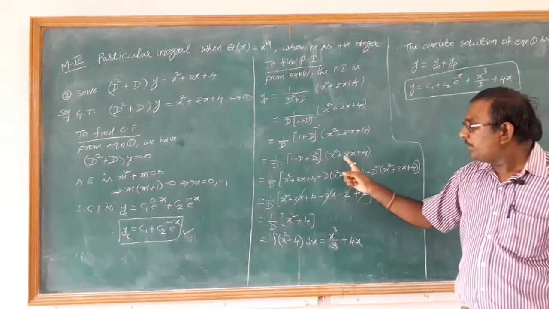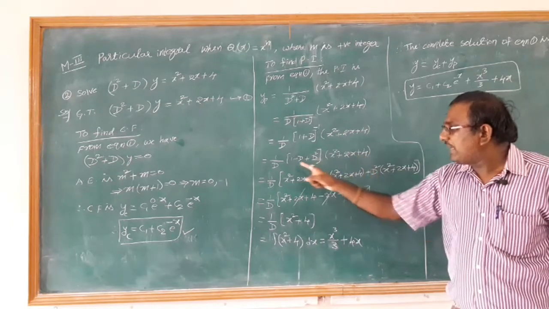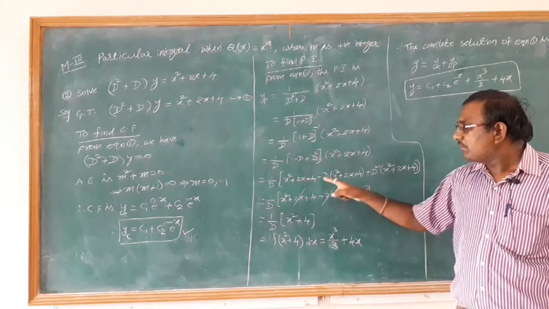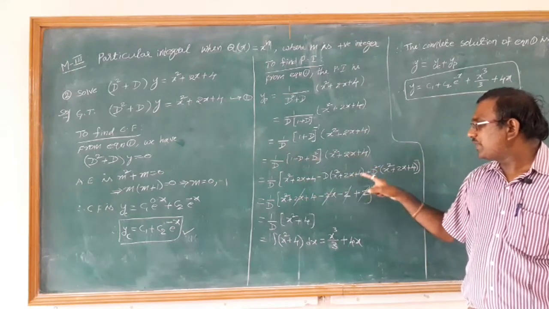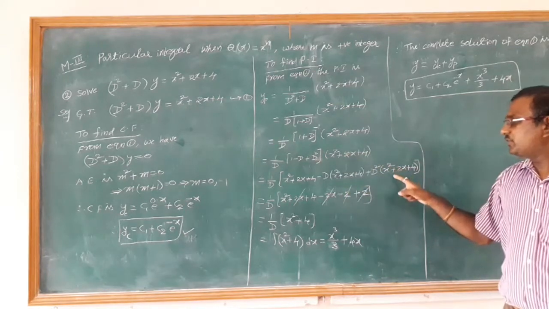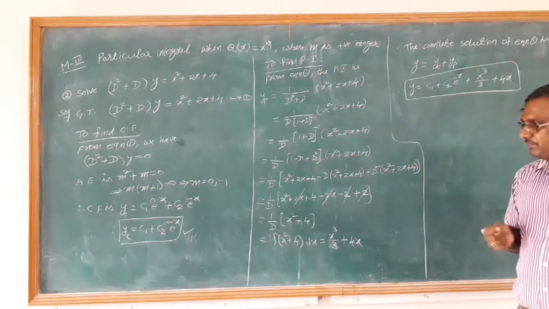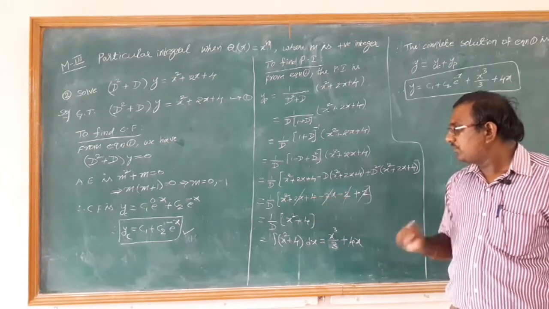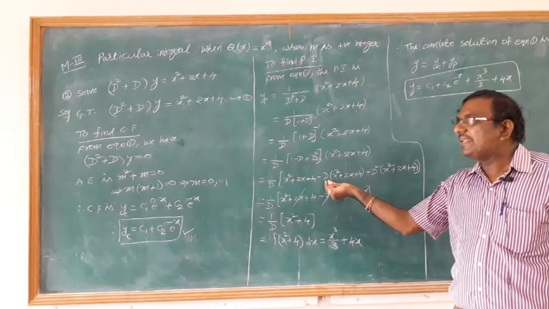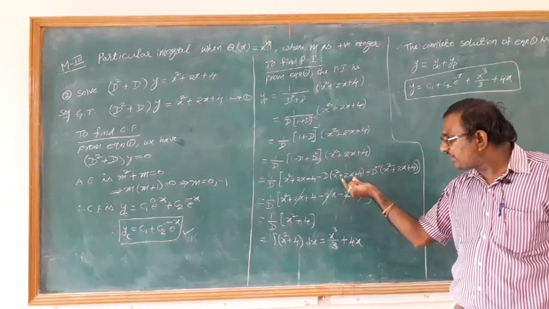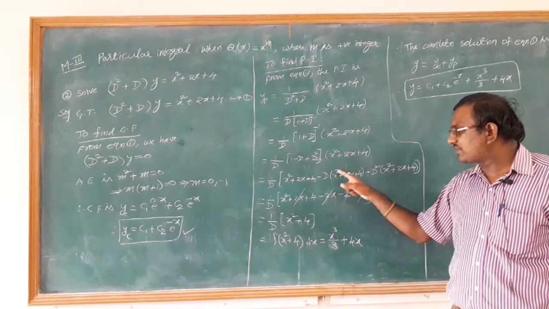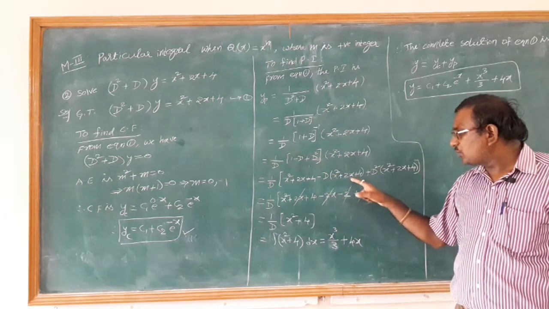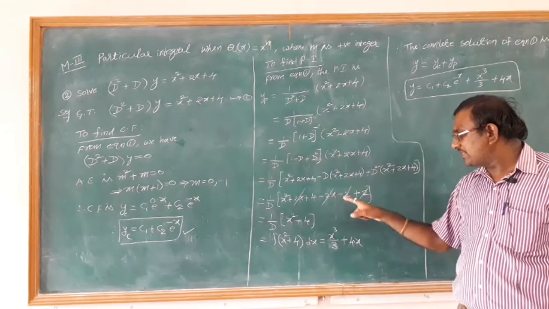Now multiply. What happens if you multiply? 1 into x square plus 2x plus 4 is x square plus 2x plus 4, minus D into x square plus 2x plus 4, plus D square into x square plus 2x plus 4. So this is equal to 1 by D into that. D represents differentiation with respect to x. We have to differentiate this with respect to x. What is the derivative of x square? 2x. Minus into 2x means minus 2x. The derivative of 2x is 2. So minus into 2 is minus 2.